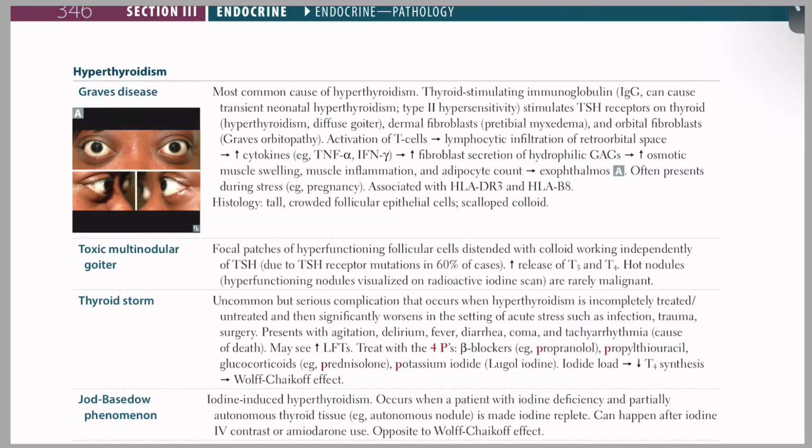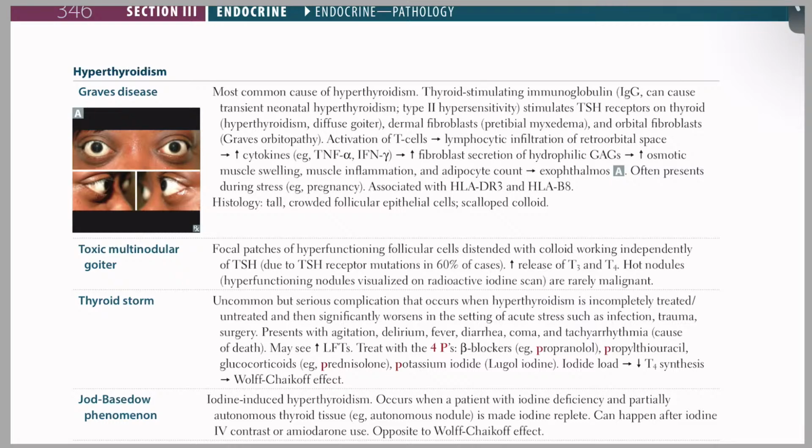So we are going to start with hyperthyroidism. Yesterday we read hypothyroidism, and today we are starting with this. In this session, we are starting with hyperthyroidism. First disease is Graves' disease.